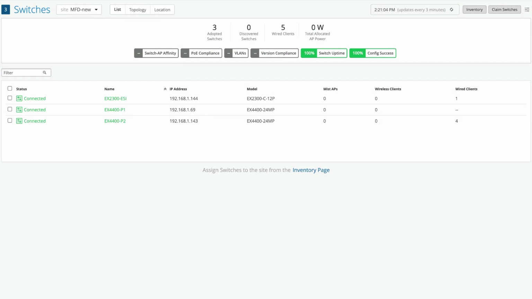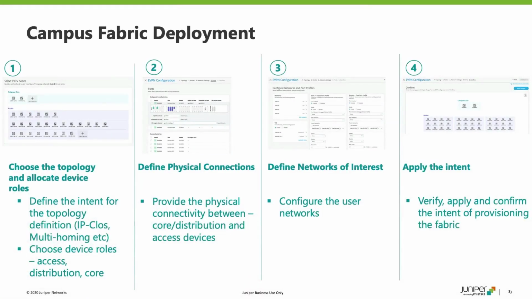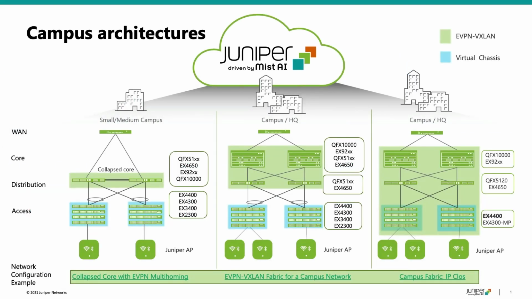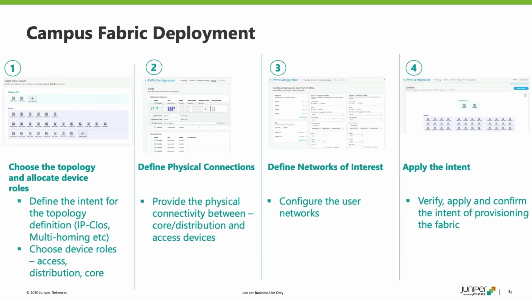Once the devices are onboarded, you can now deploy the campus fabric with no console cables needed. Here are the steps involved. First, choose the topology you want and assign device roles. Juniper supports various topologies: EVPN multi-homing, which is a two-tier deployment, campus fabric with core distribution, or IP Clos, with the last two being three-tier architectures. So after we choose the topology and assign device roles, examples are collapsed core, access, core distribution with access.